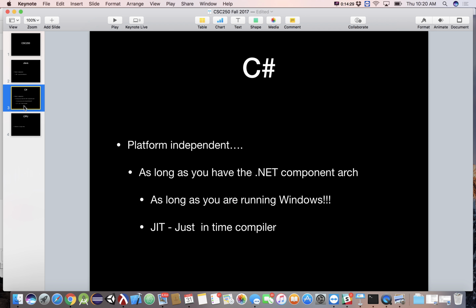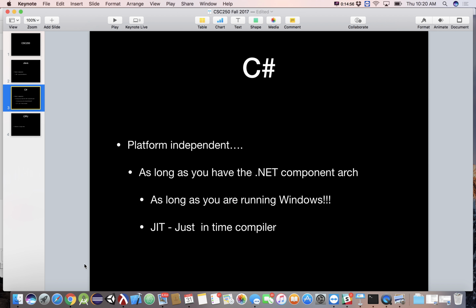Okay? So Microsoft writes Microsoft Word twice. They write a Mac version and they write a Windows version. And now Microsoft is starting to port their .NET component architecture over to the Mac, and they actually have a Visual Studio product now for the Mac, so you can write C# code over on the Mac side of things.